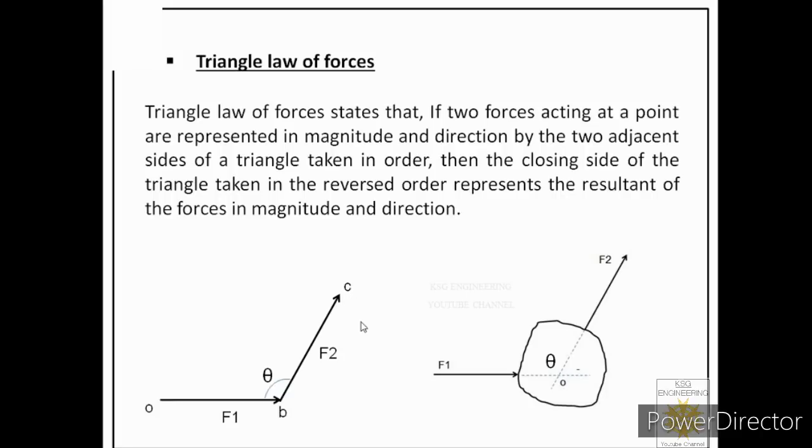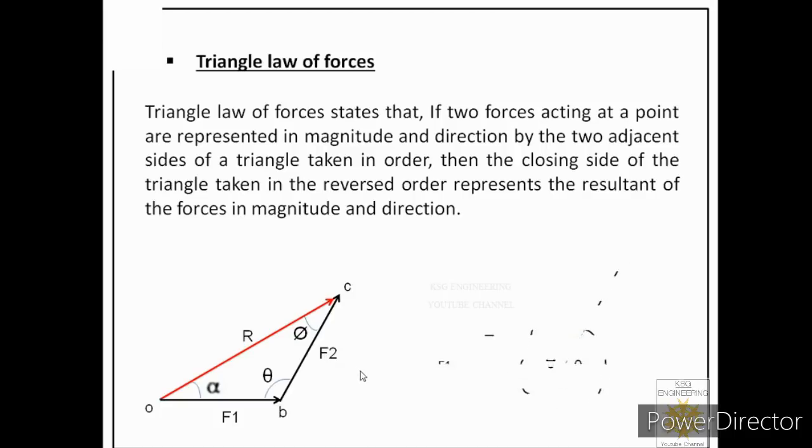Then triangle law says that if you do this, then the closing side of this triangle will be the resultant of these two forces. So let us draw the closing side. You can see we have closed the triangle with another vector. So this is the resultant R of these two forces. And let us say it makes angle alpha with force F1. And let us say we have angle phi between force F2 and the resultant. Now from triangle law of forces we get one formula. It is shown over here. So let us understand this formula.